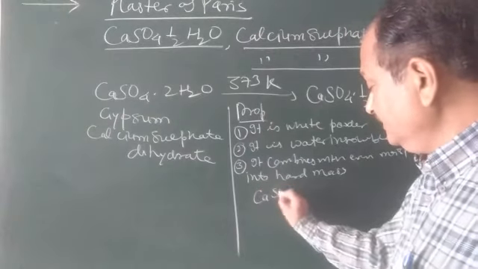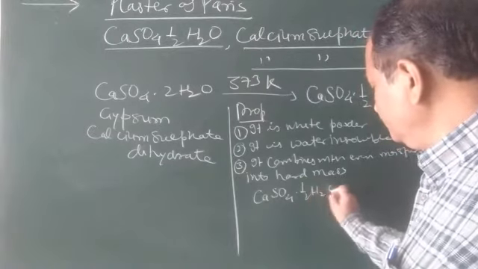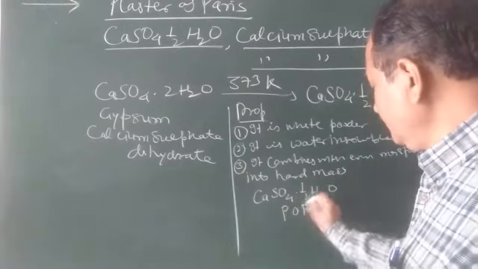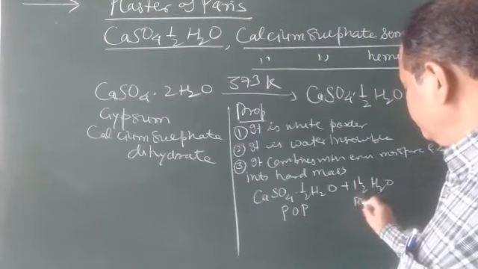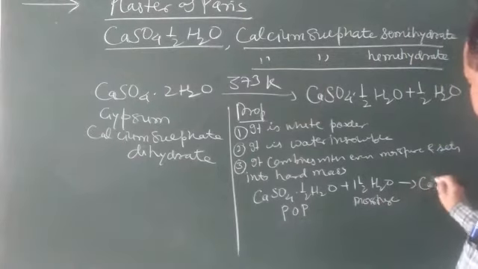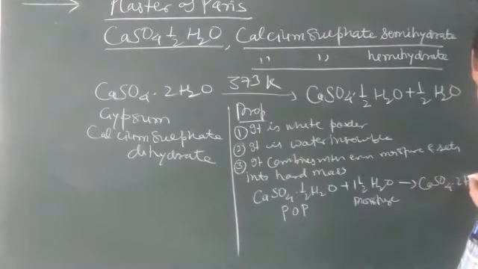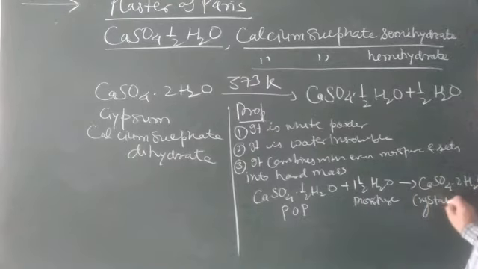If you take this CaSO4 half H2O, it is POP. Then it combines with just a little amount of moisture, this is moisture, and there is formation of CaSO4 2H2O. This is crystallized gypsum.